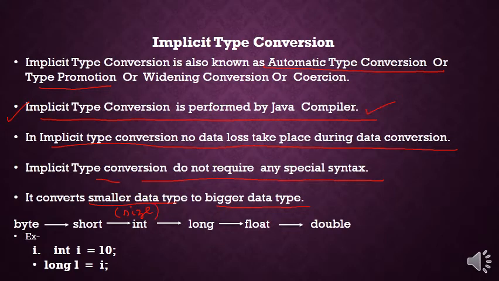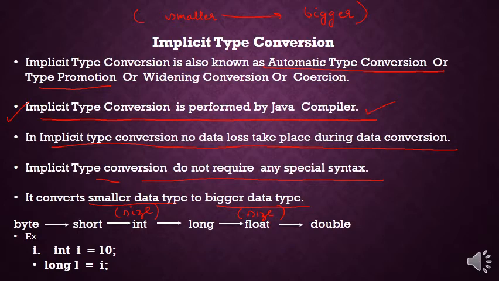Smaller and bigger in terms of the size of the data type means implicit type conversion, children, converts the smaller data type to a bigger data type. It can't convert a bigger data type into a smaller one. Bigger and smaller in terms of size. I already discussed this in the previous video and in the recap, so all of you learn the size and type of data types in detail.